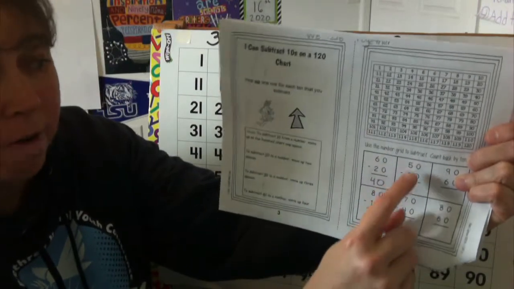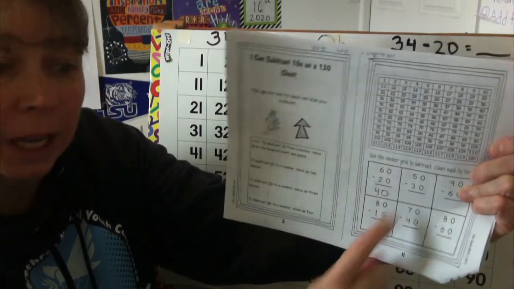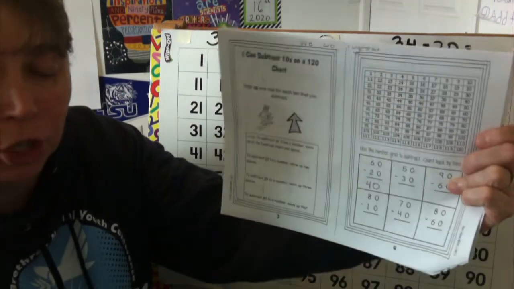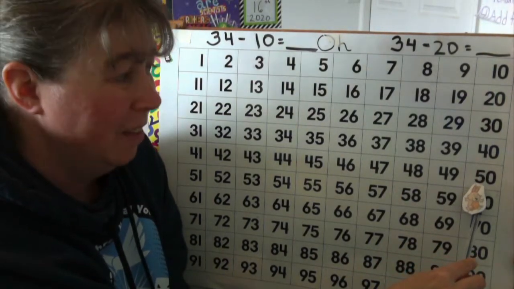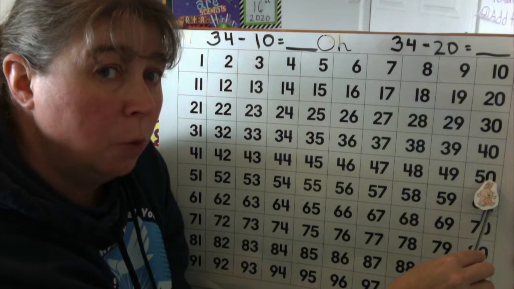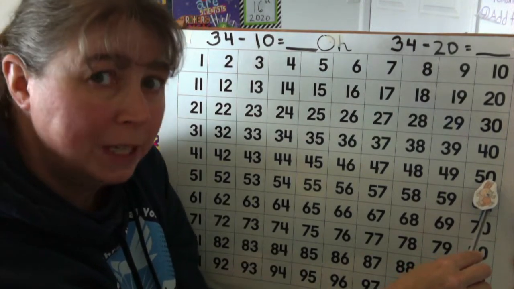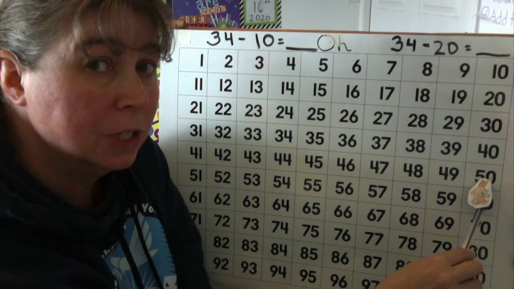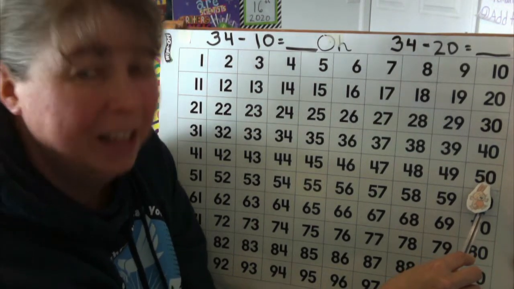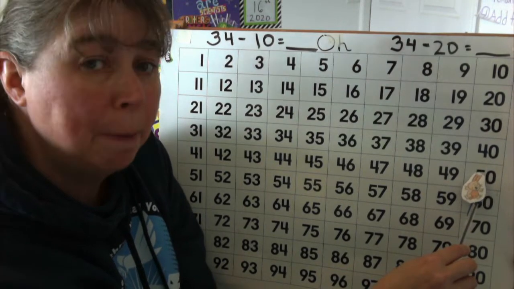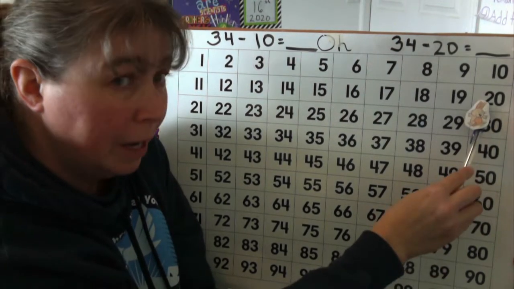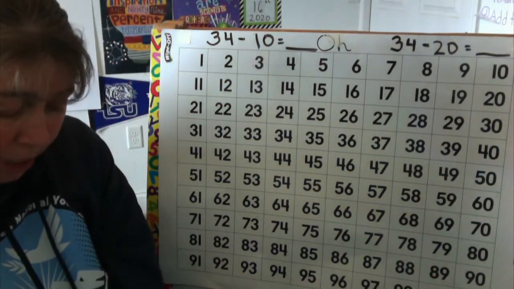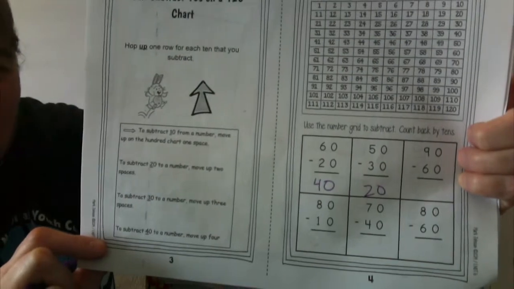Let's look at the next one together. 50 minus 30. Boys and girls, I'd like you to put your pencil on the number we start at. Did you put your pencil at the number 50? Now, how many 10s are we taking away? 30 is 3 10s. So how many hops up do we need to do? Did I hear you say 3? That's correct. Let's do our 3 hops. Hop on your paper just like I'm hopping on my chart. 1, 2, 3. 50 minus 30 is 20.